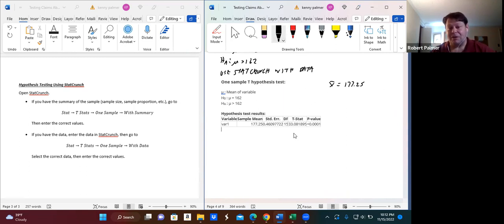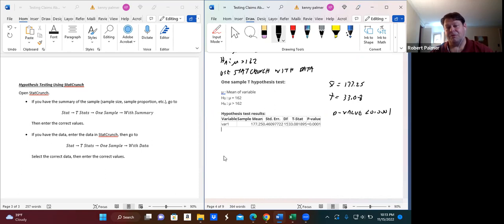But what we need to do then is get our test statistic. And you see it's really big. So 33.08. Imagine that's going to reject the null hypothesis in pretty much every situation. For a t-statistic that large, the p-value is going to be less than 0.0001.